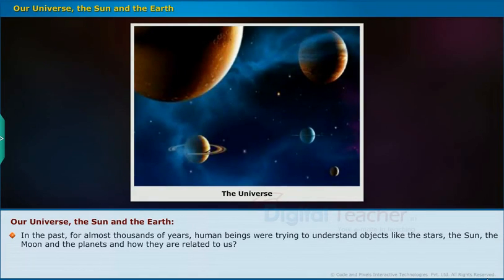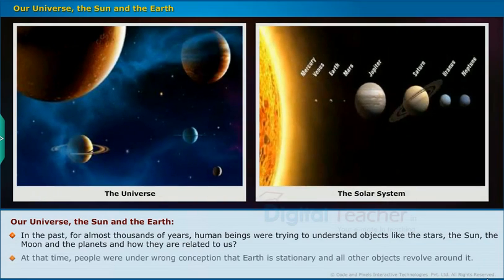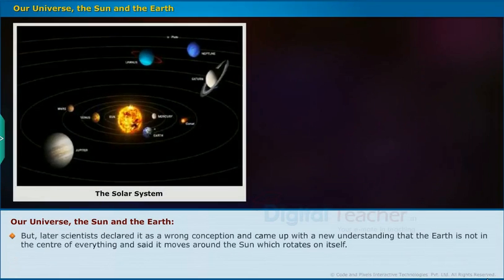In the past, for almost thousands of years, human beings were trying to understand objects like the stars, the Sun, the Moon, and the planets, and how they are related to us. At that time, people were under wrong conception that Earth is stationary and all other objects revolve around it. But later, scientists declared it as a wrong conception and came up with a new understanding that the Earth is not in the center of everything and said it moves around the Sun, which rotates on itself.